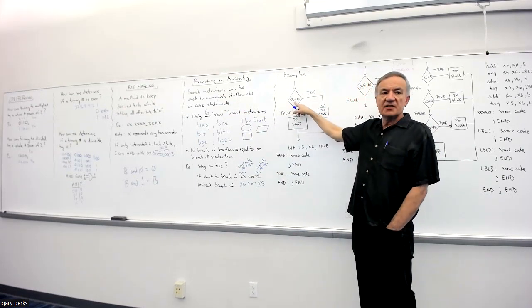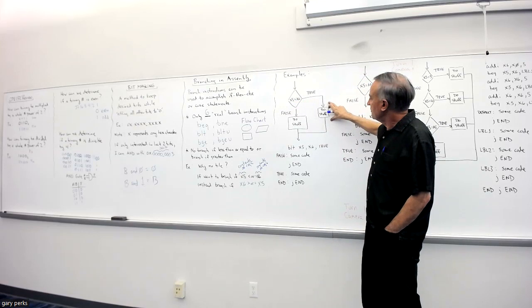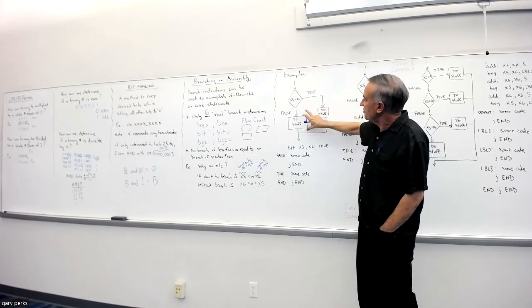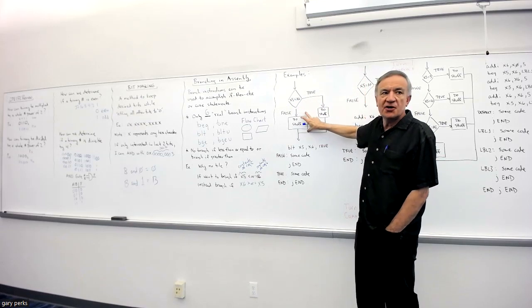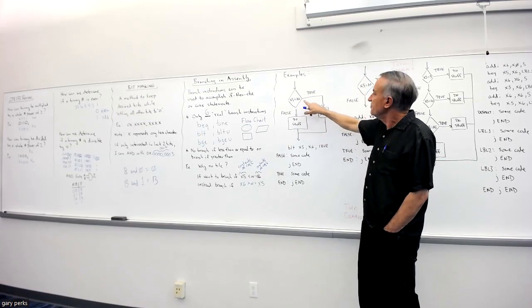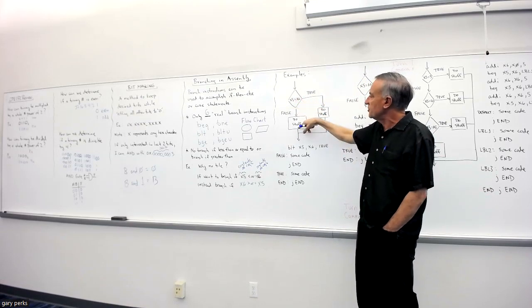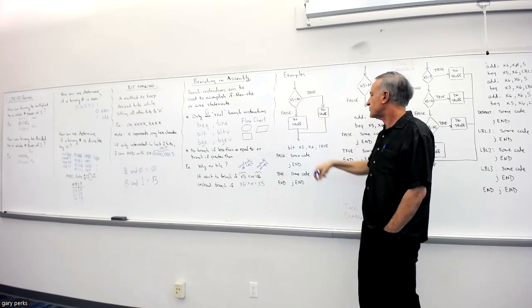So if this is true, we're going to do some code over here. And if it's not true, we're going to do some code here. That's what the branch is talking about. If it's true, we're branching. If it's not true, we're just following through.